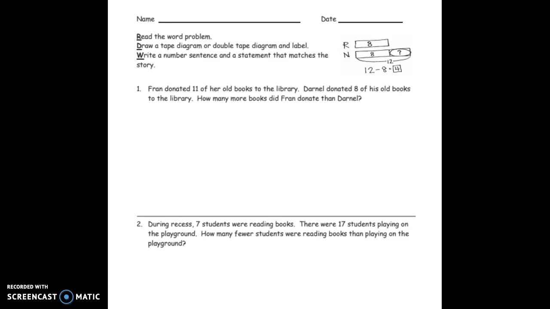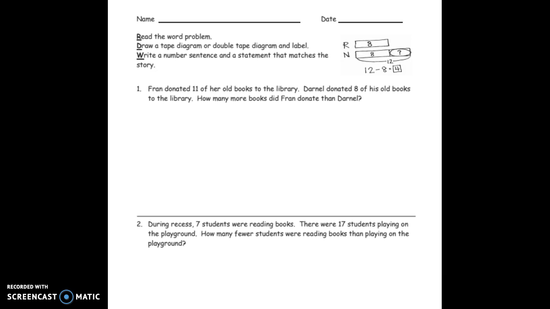Hello, boys and girls. For this activity, you are going to be listening to the word problems, and you are going to be completing the word problem using the strategy RDW. Remember, RDW stands for read, draw, write.